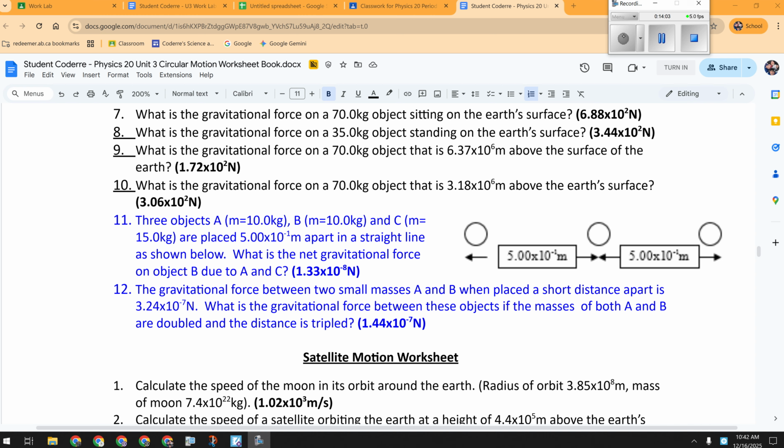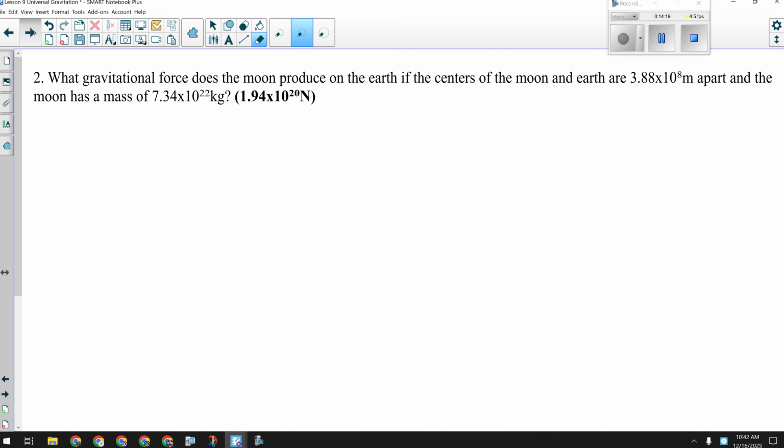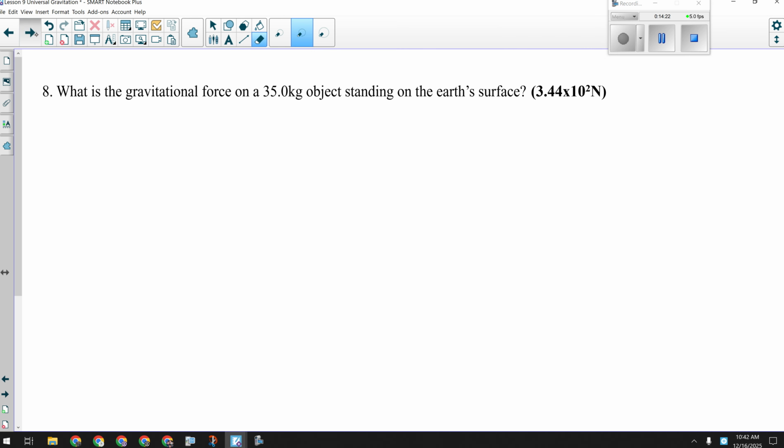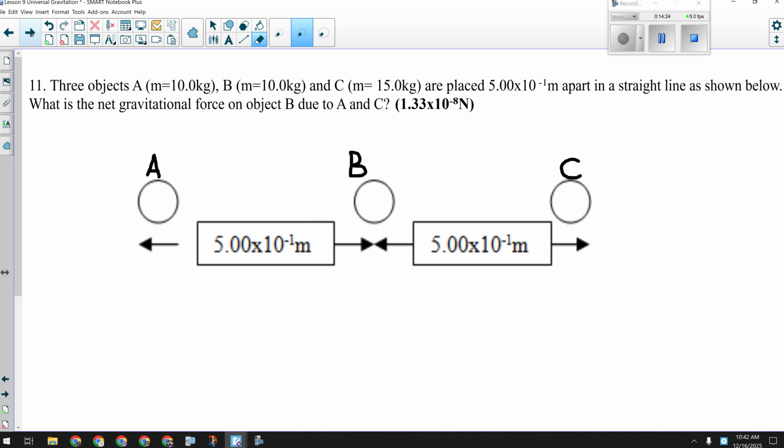Okay, so the trick to number 11 is that that's above the Earth's surface, right? So we have to add the radius of the Earth to this number, right? Oh, sorry, that's number 10. Okay, so on this one here, we know the masses of each one. I think I have that here, hang on. Okay, so this one, mass A is 10 kilograms, B is 10 kilograms, and C is 15 kilograms. Right? We are looking for the net gravitational force on B due to the other two.